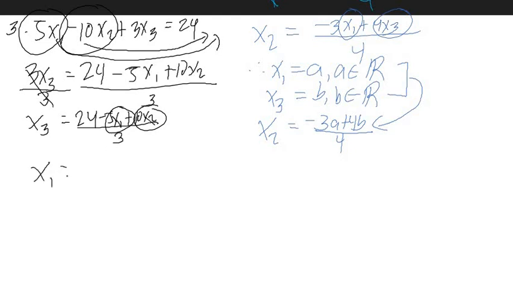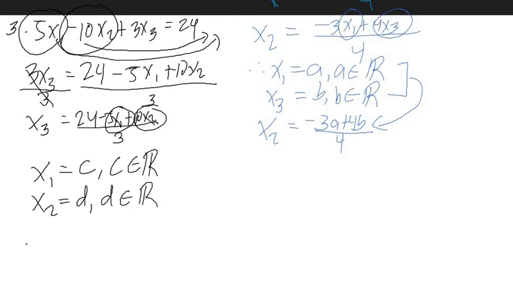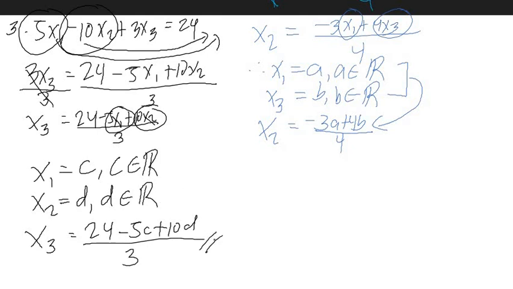So we can let x sub 1 be equal to c, where c is an element of the set of real numbers, and x sub 2 be equal to d, where d is an element of the set of real numbers. And x sub 3 is equal to (24 minus 5c plus 10d) all over 3. So there you go. Those are the solutions of our different linear equations.